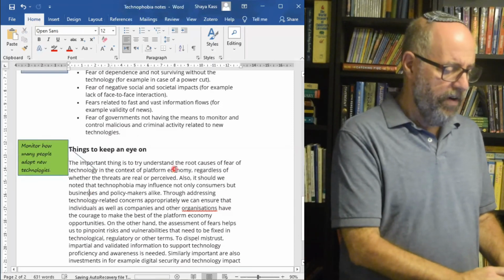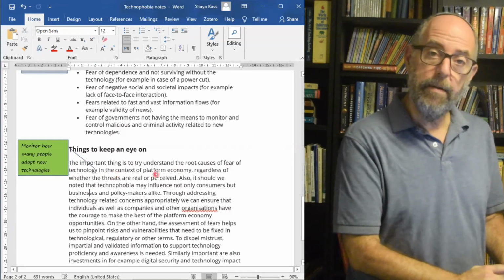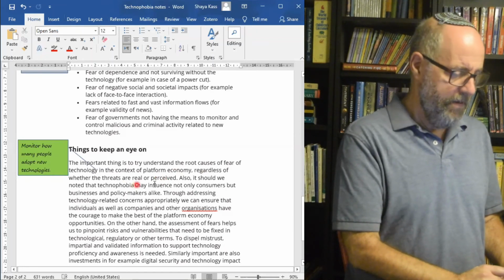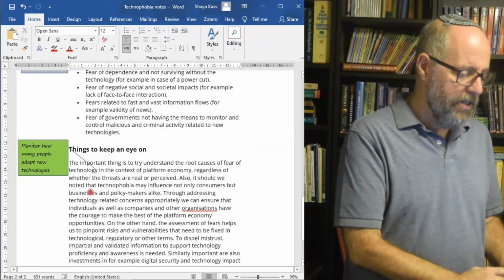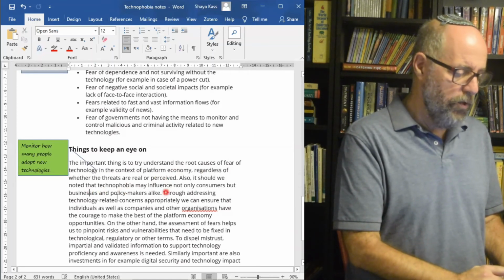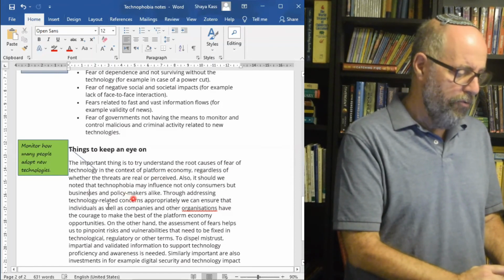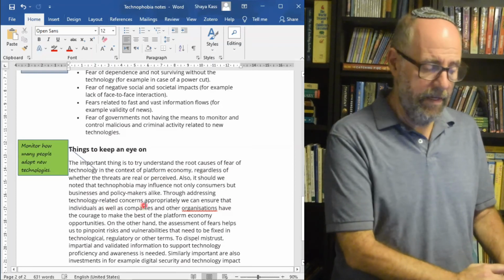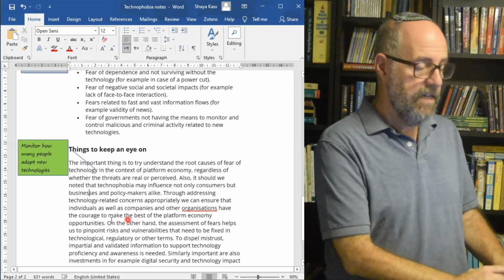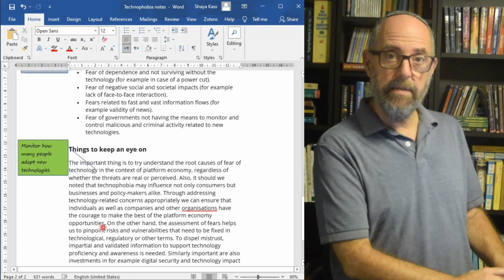The important thing is to try to understand the root causes of fear and technology in the context of platform economy, regardless of whether the threats are real or perceived. Also, it should be noted that technophobia may influence not only consumers, but businesses and policymakers alike. Through addressing technology-related concerns appropriately, we can ensure that individuals as well as companies and other organizations have the courage to make the best of the platform economy opportunities.